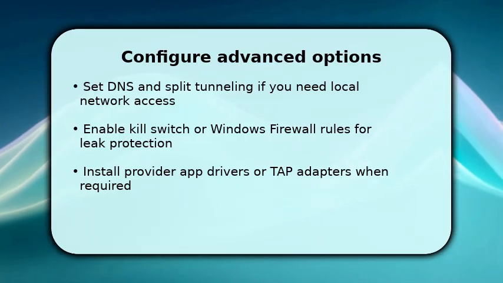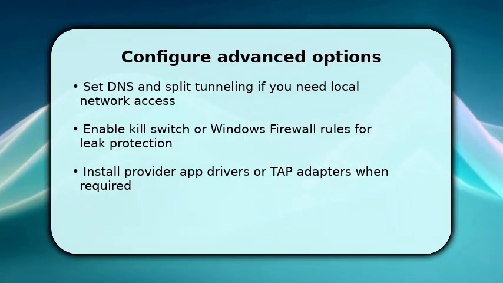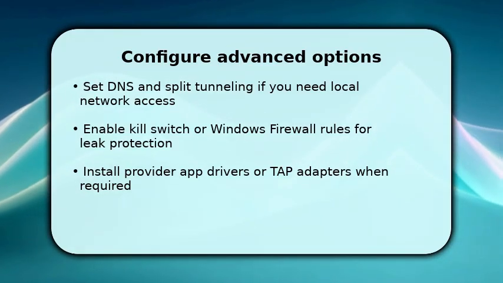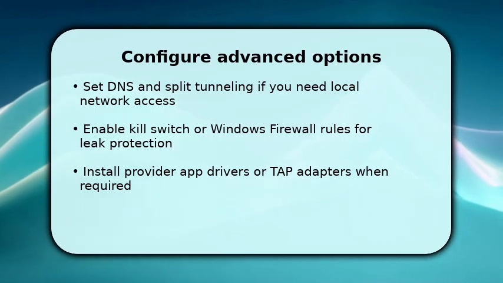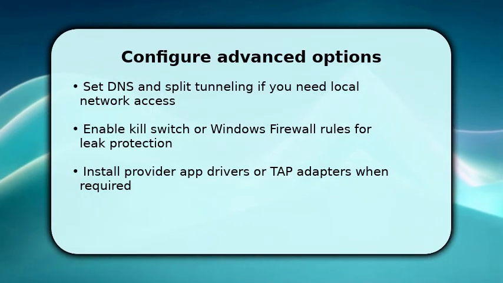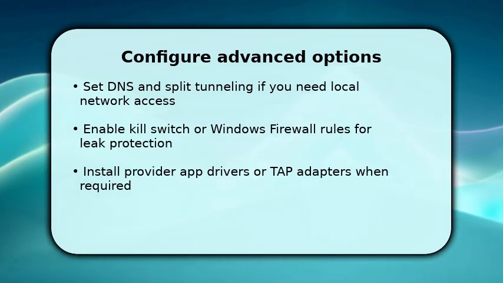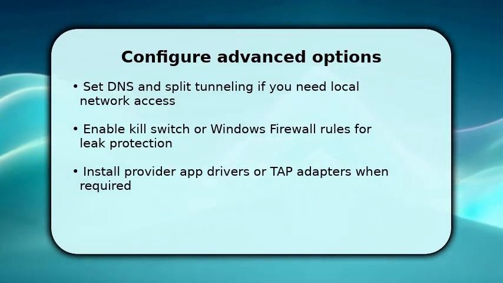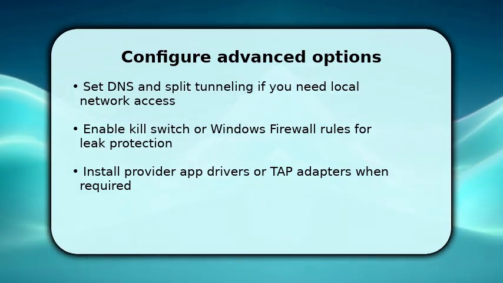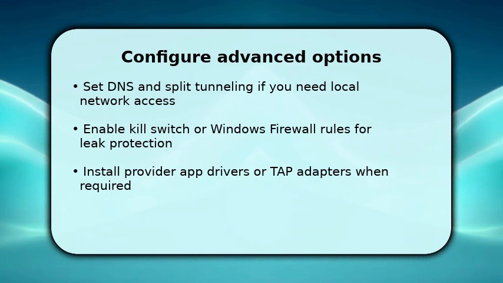Change DNS to the provider's secure servers to avoid leaks. Install any TAP or driver software the provider supplies. Windows often blocks those without admin permission. Also enable a kill switch or adjust firewall rules to block traffic if the VPN drops. These steps prevent leaks and maintain consistent protection.